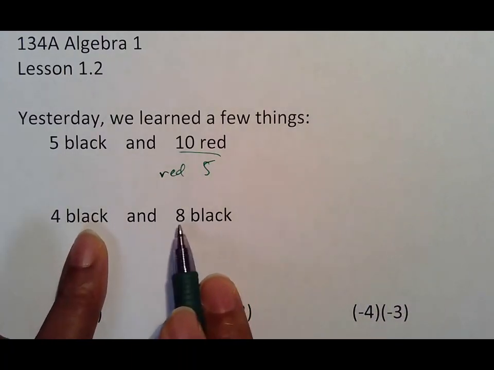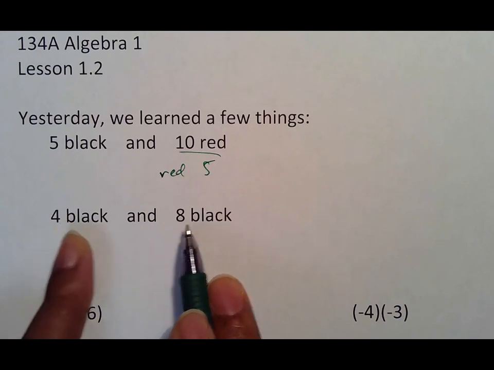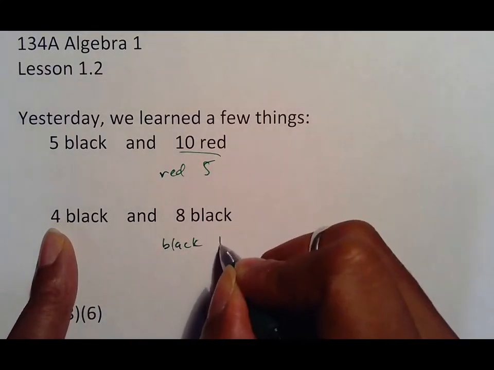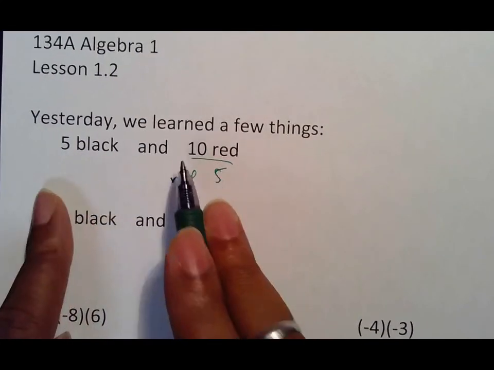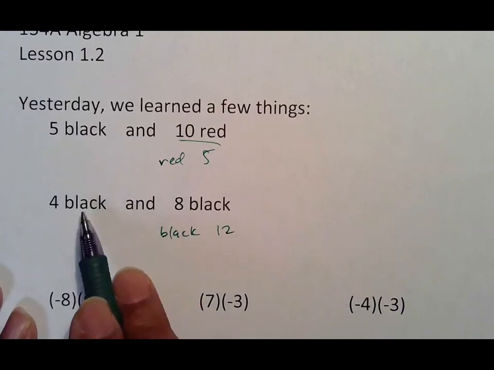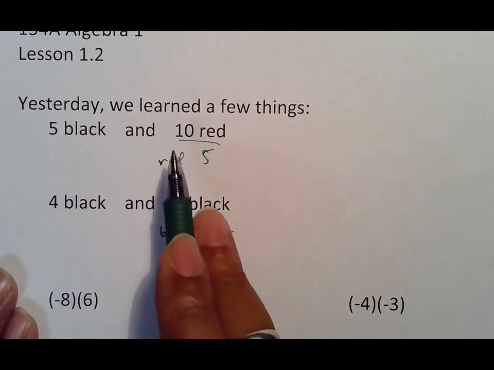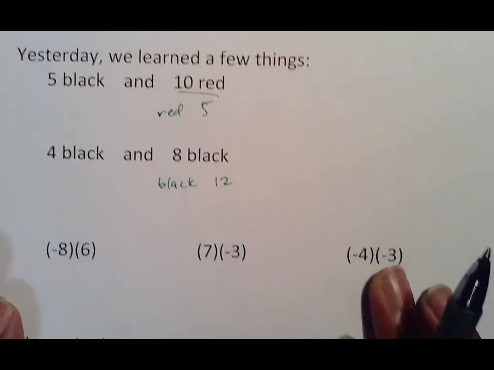Same thing here, but what we learned yesterday was if the colors are the same, we put these two things together. So 4 black and 8 black make black your color, but 12 altogether, because again, when they are the same, they agree. When they are different, they compete. So in other words, 4 points for black, 8 points for black makes 12 points for black. 5 points for black, 10 points for red means red wins by 5, or however you want to view it.